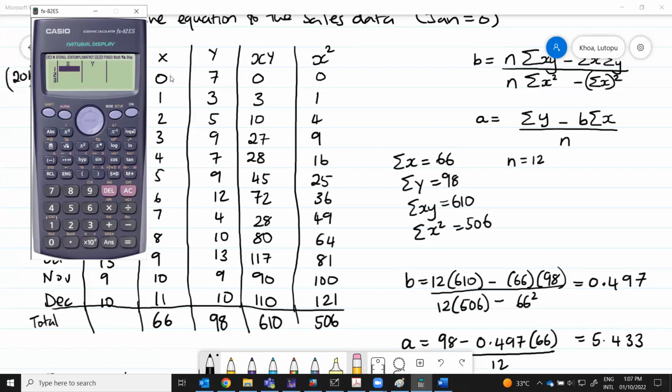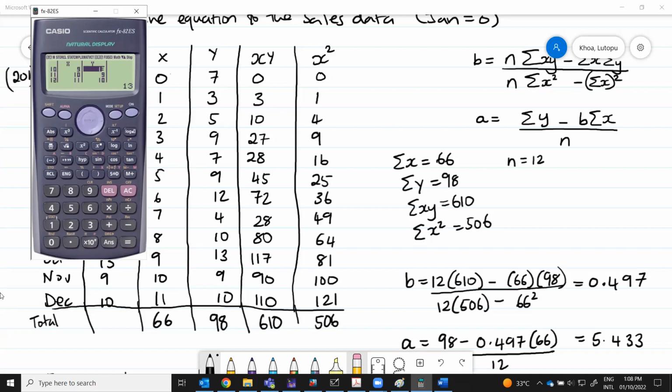So the x values you're going to enter are from 0 to 11. So you say 0, 1, 2, 3, 4, 5, 6, 7, 8, 9, 10, 11. Okay, you've entered them all. And then you do the same thing with the y values. You have 7, 3, 5, 9, 7, 9, 12, 4, 10, 13, 9, and 10. Okay, so you've entered all the values, so you can always check that you have entered them correctly.